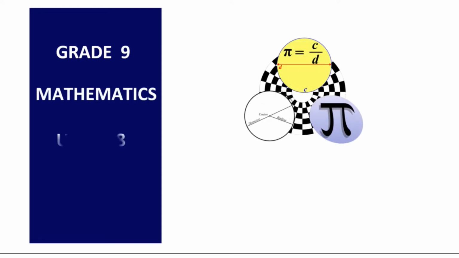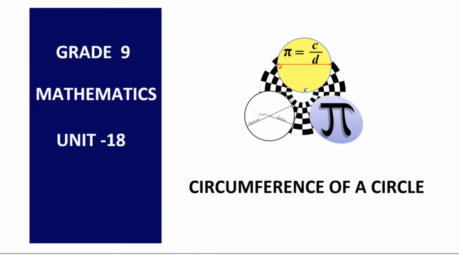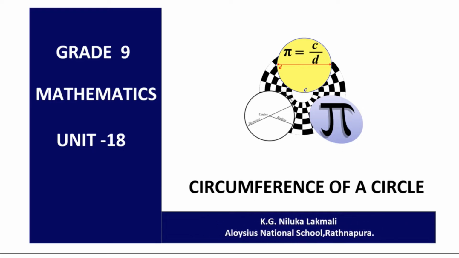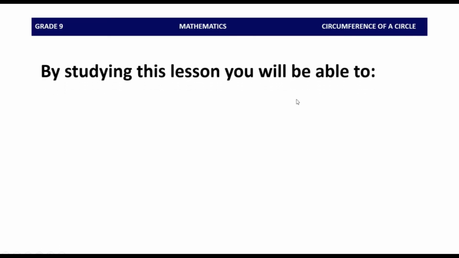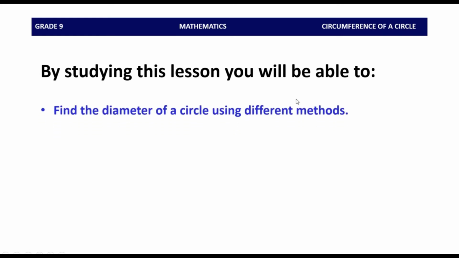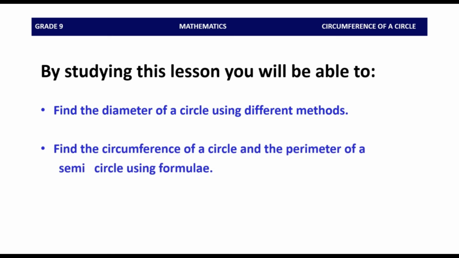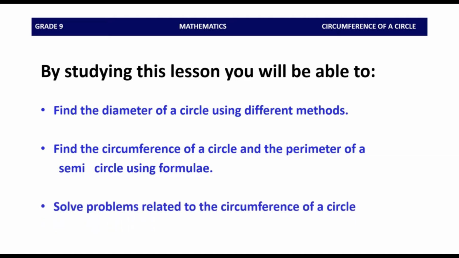Today we are going to talk about lesson number 18 in your textbook, Circumference of a Circle. By studying this lesson, you will be able to find the diameter of a circle using different methods, find the circumference of a circle and the perimeter of a semicircle using formulae, and solve problems related to the circumference of a circle.